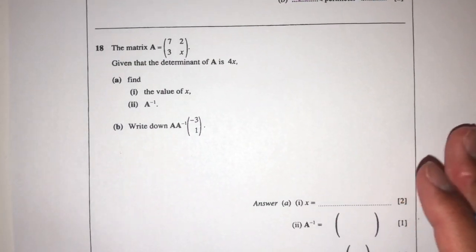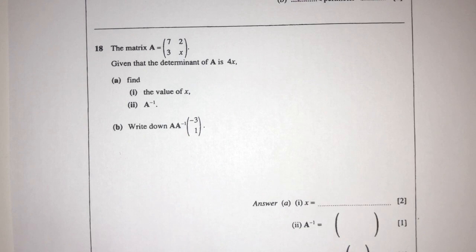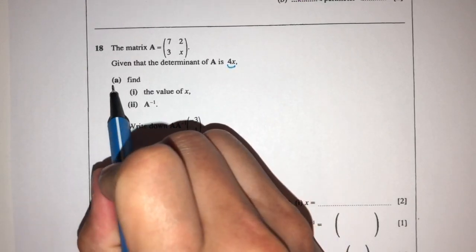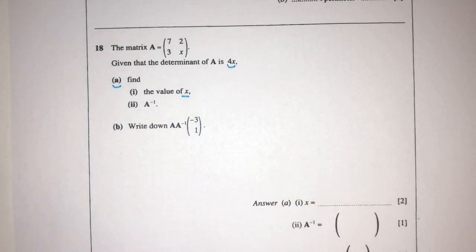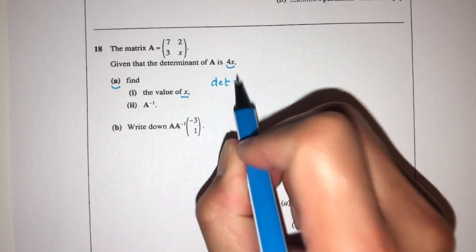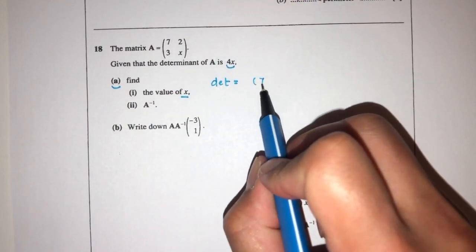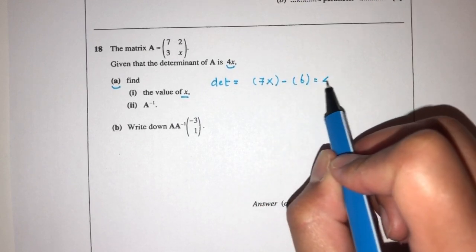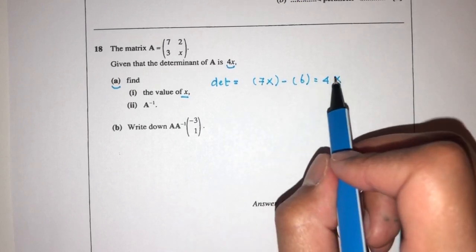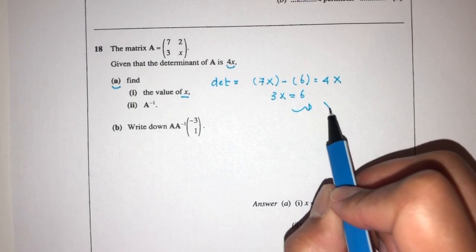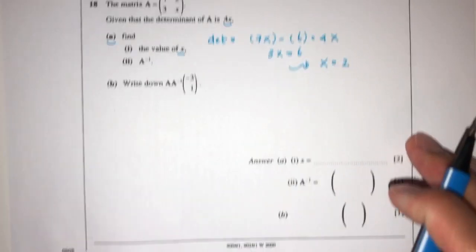Let's move on to question number 18. Here we have a matrix A. Given that the determinant of A is 4x, part 1, find the value of x. So pretty easy. How do you find the determinant of A? First we have to cross multiply. 7 times x will be 7x minus 6 has to give you the value of 4x. Sending this over here, that will be 3x, which has to be 6. So finally, x has to be the value of 2. The value of x will be 2.